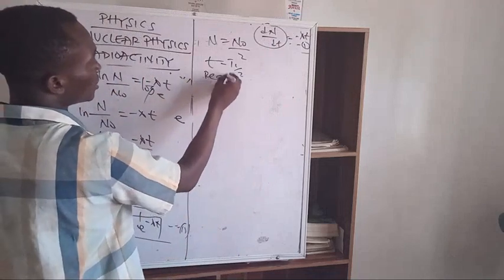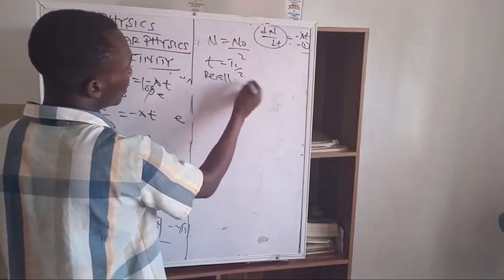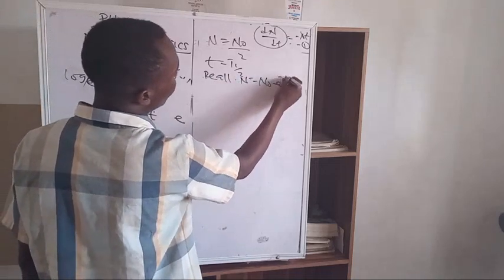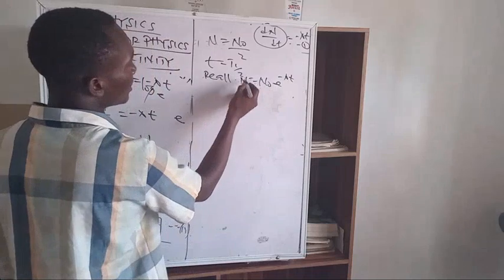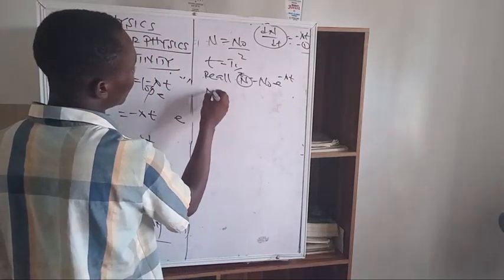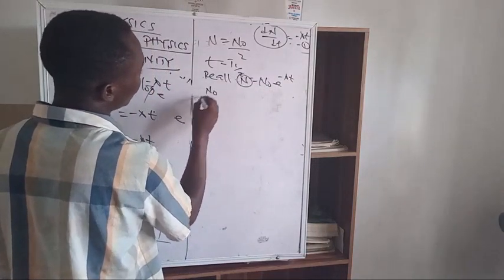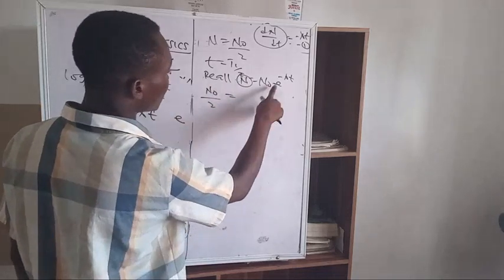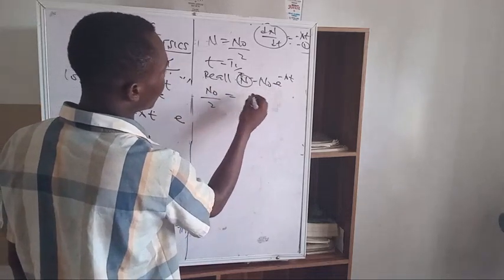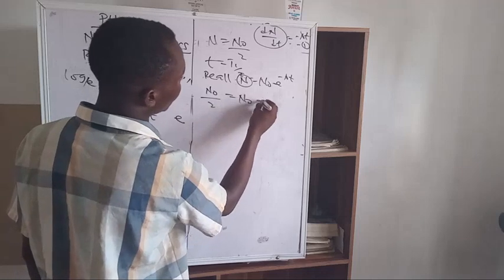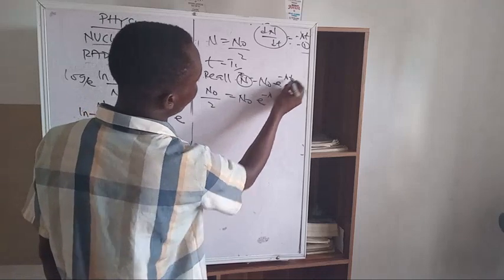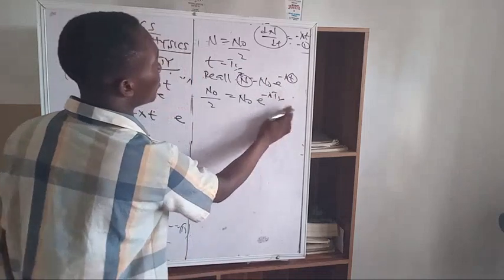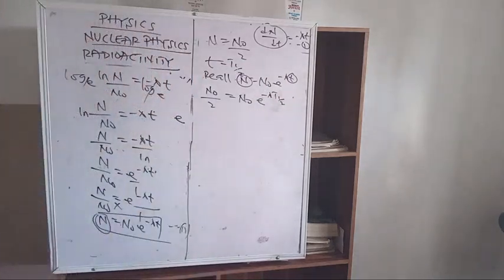If I recall equation 2, N is equal to N naught e to the power minus lambda t. Anywhere I see N is now N naught over 2 in half-life, and I also have N naught here, then e to the minus lambda. Anywhere I see t is t half in half-life, so I write t1/2 in that place.